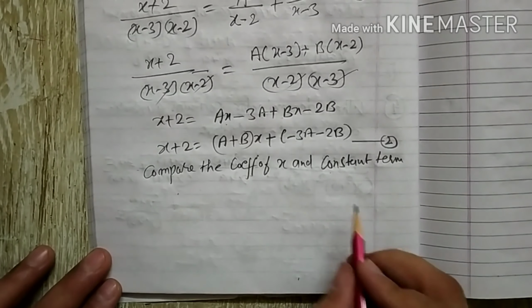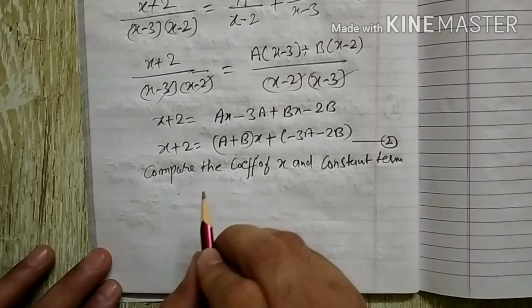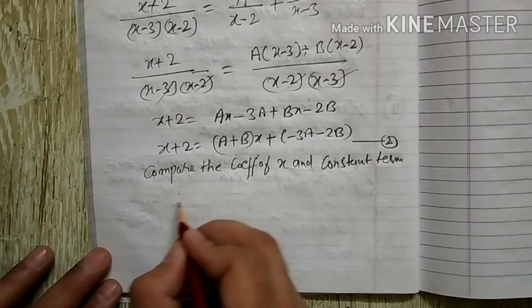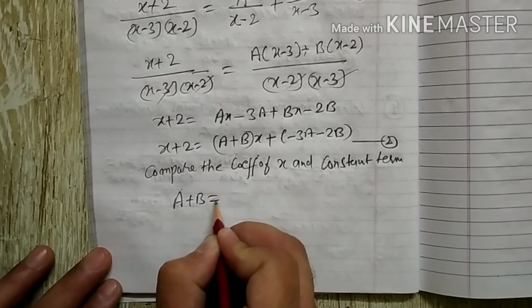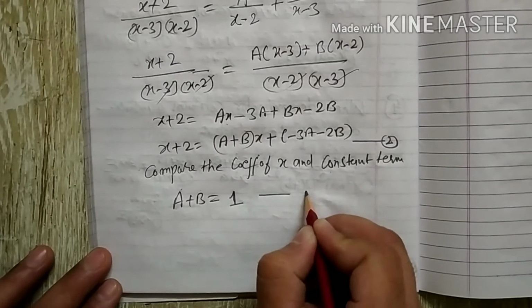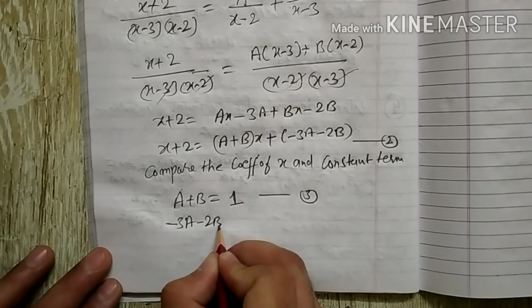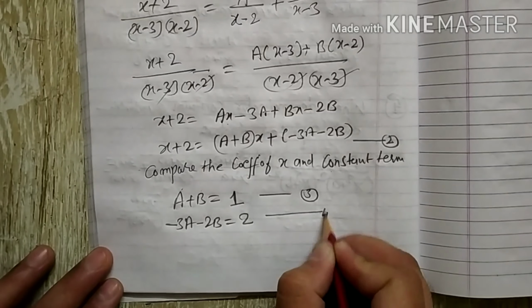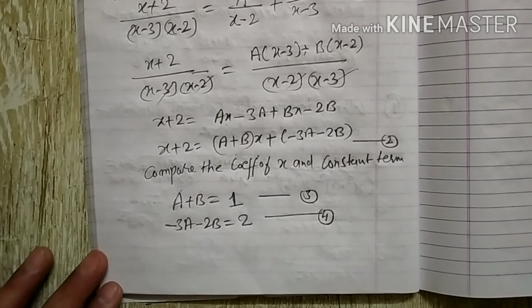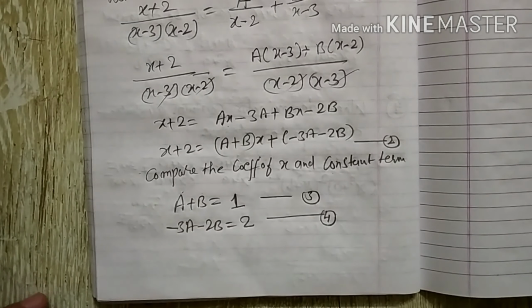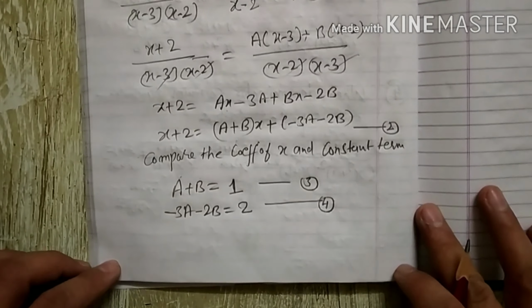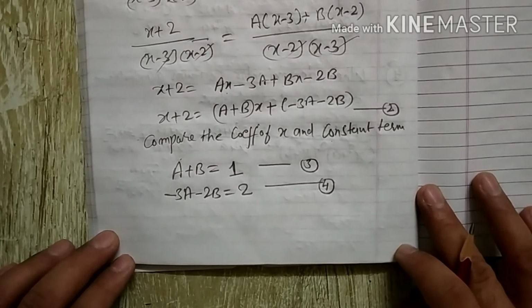We'll compare the coefficient of x as well as the constant term. The coefficient of x is a plus b here, and on the other side the coefficient of x is 1 only. The constant term we are observing is 3a minus 2b, and here the constant term is 2. As you discussed in your previous classes, in 9th and 10th class, how to solve this type of equations.